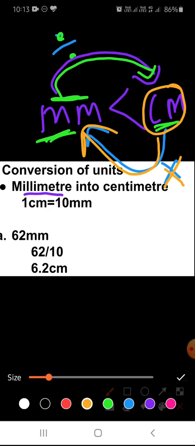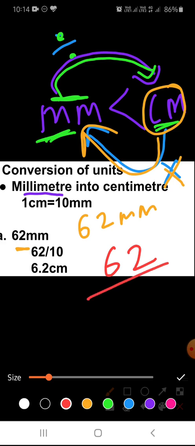Now here, first question is 62 millimeter. We have to convert 62 millimeter into centimeter. Whenever you have to convert smaller unit to the larger one, you have to divide. So by what number we will divide? We will divide by 10, because 1 centimeter is equal to 10 millimeter, and we have to find for 62 millimeter, so we will divide by 10.